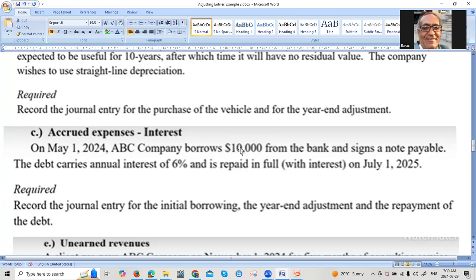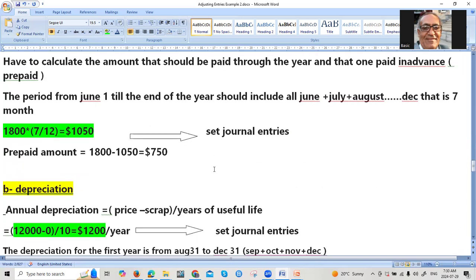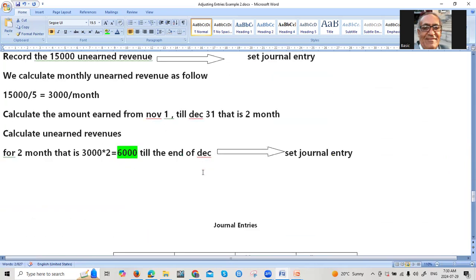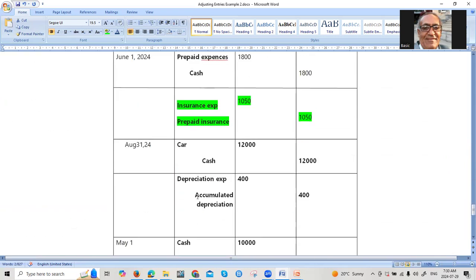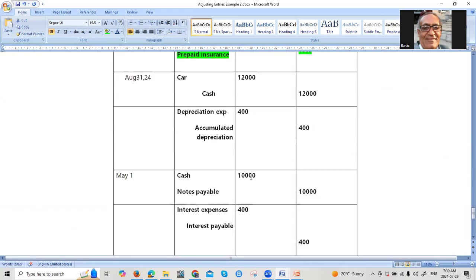So the first entry here will be for the 10,000. Because I said sign the note, I will close the 10,000 in the notes payable. As long as I said sign note, it will be closed in the notes payable. So I'll say from cash into notes payable. Okay, guys, from cash into notes payable.